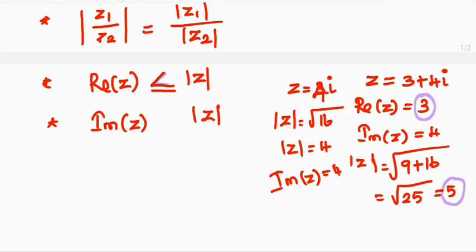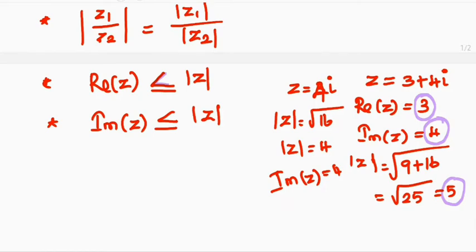And in the same way, you just compare this example. Here the imaginary part of z is 4 and the modulus of z is 5. So therefore the imaginary part of z is also less than or equal to the modulus of z. Okay, while comparing this example, the modulus of z is 4 and the imaginary part of z is also 4. So therefore sometimes the imaginary part of z is equal to the modulus of z.